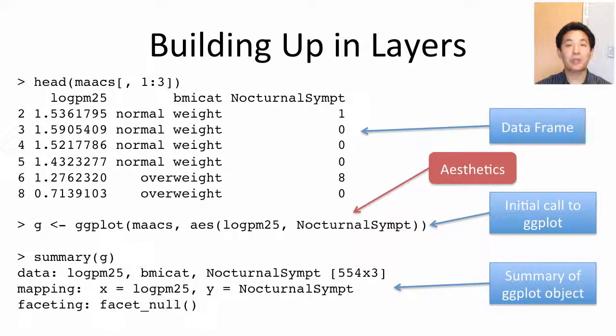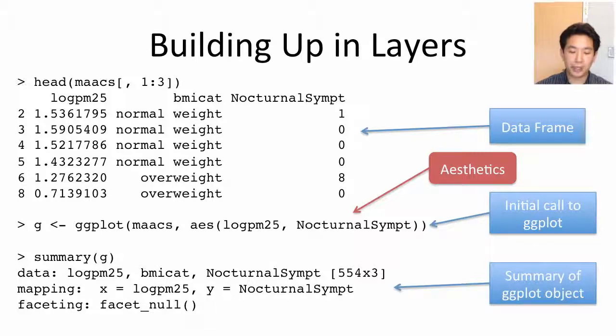First we start with the data. Here I've got a little excerpt of the data frame, and you can see that there are 3 variables: log PM2.5, BMI category, which has 2 levels, normal weight and overweight, and the number of days with nocturnal symptoms, which is going to be a number between 0 and 14 because it's over the last 2 weeks. The data are very important in any ggplot graphic because almost everything that you put on the plot can be thought of as some sort of data.